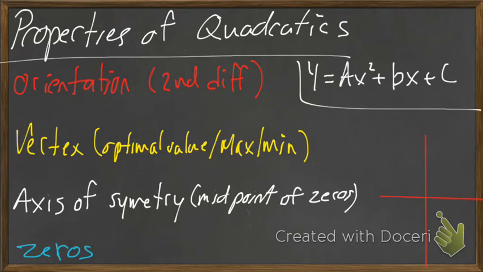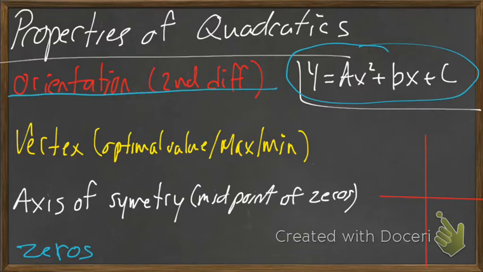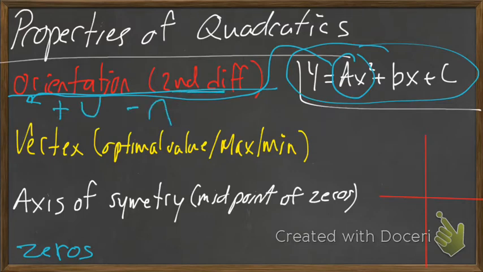Properties of the quadratic equation. This is our base equation for quadratics: y is equal to ax squared plus bx plus c. The orientation, as we just mentioned, is based on the second difference. That's going to come from this value. Positive will open up. Negative will open down. And that is, again, based off the second differences.